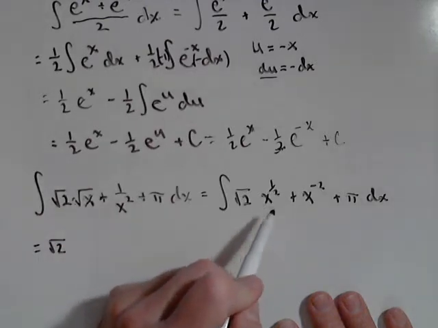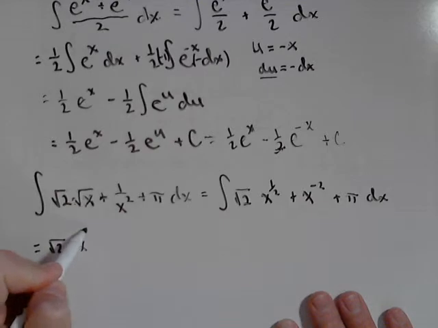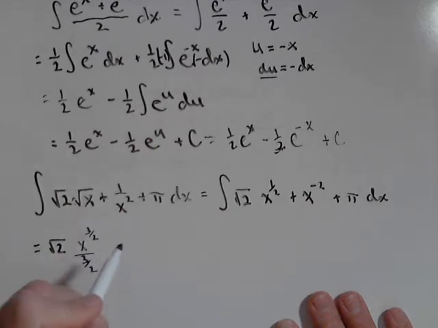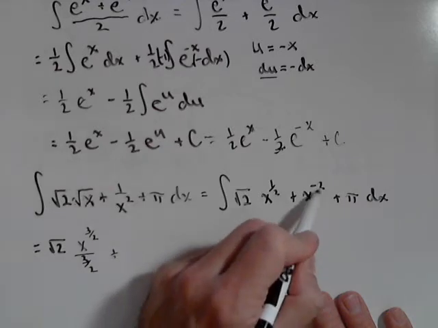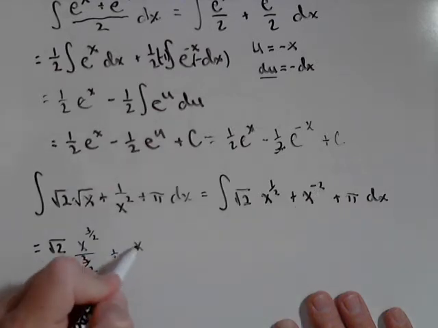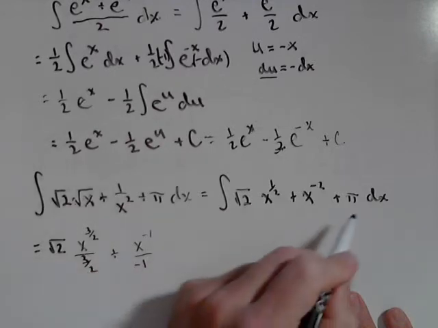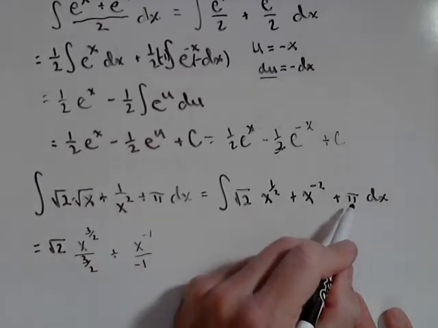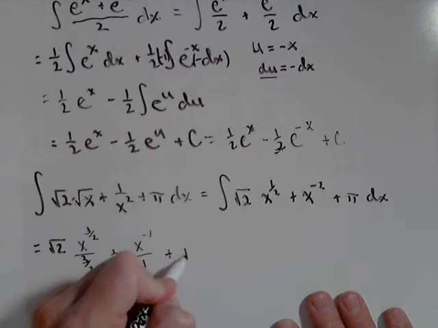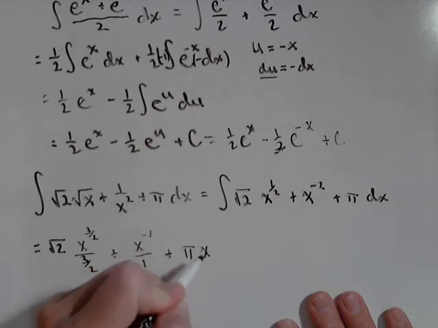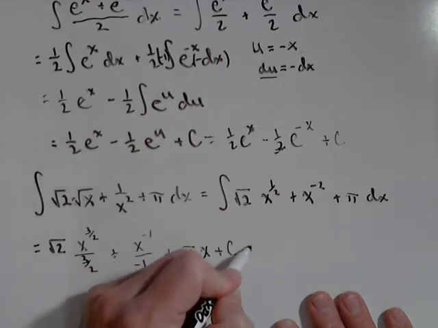Increase the power by 1, divide by the new power. So x to the 3/2 over 3/2. Same thing with the next one. Add 1 to the exponent, so x to the negative first over the new exponent, -1. And this is just a constant. The antiderivative of a constant is the constant times x. So pi times x plus c.